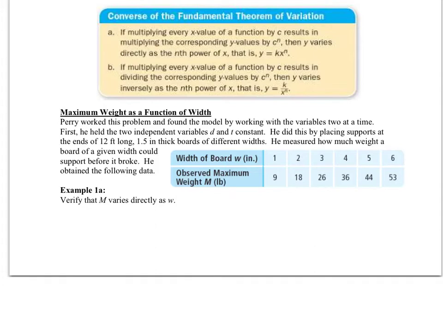So the converse says, if multiplying every x value of a function by c results in multiplying the corresponding y values by c to the nth, then y varies directly as the nth power of x, that is y equals k times x to the nth. So that's that converse of that fundamental theorem of variation that we talked about in lesson 2.3. That's very important. Part B says if multiplying every x value of a function by c results in dividing the corresponding y values by c to the nth, then y varies inversely as the nth power of x. That is y equals k divided by x to the nth.